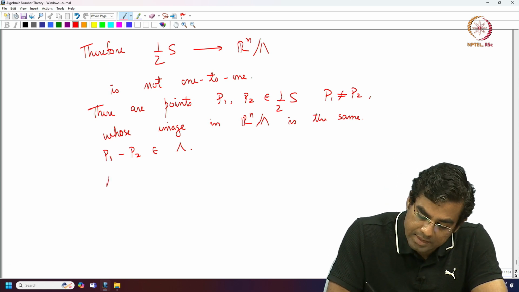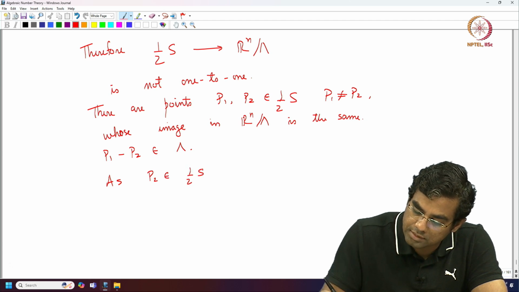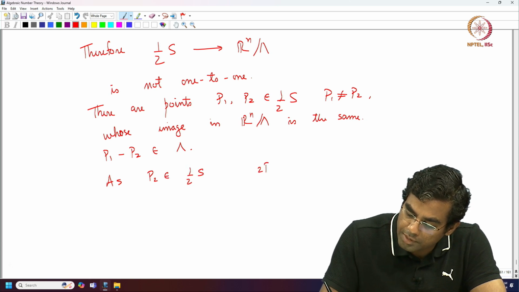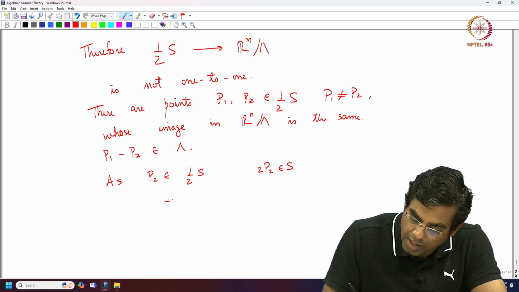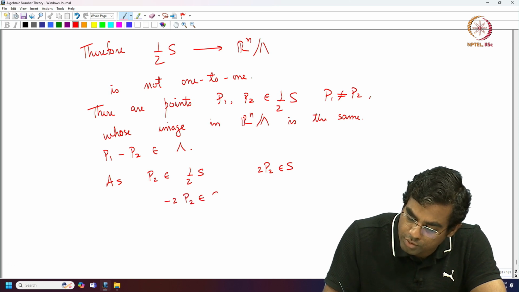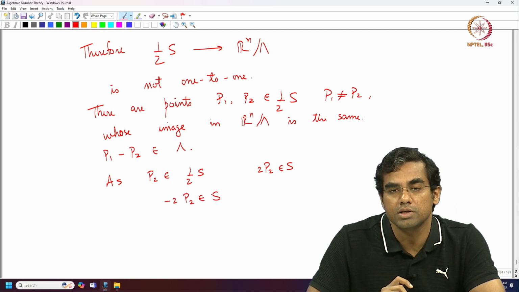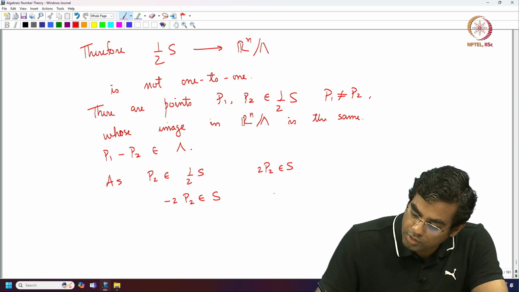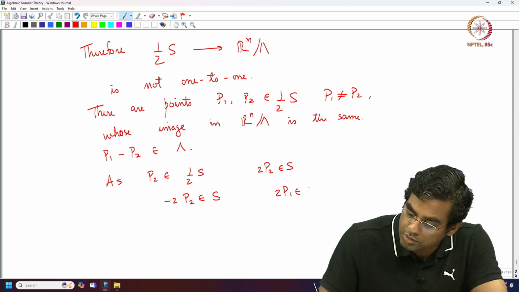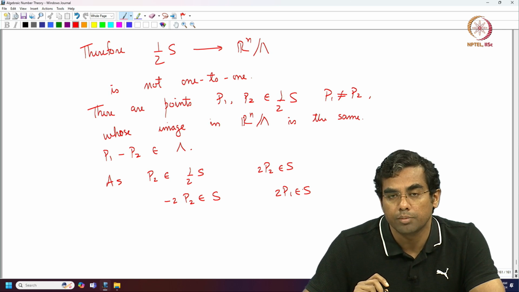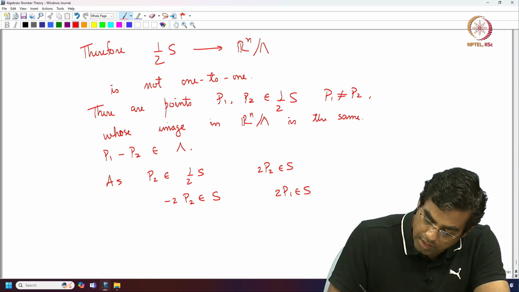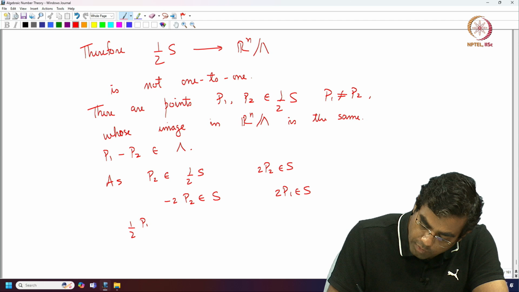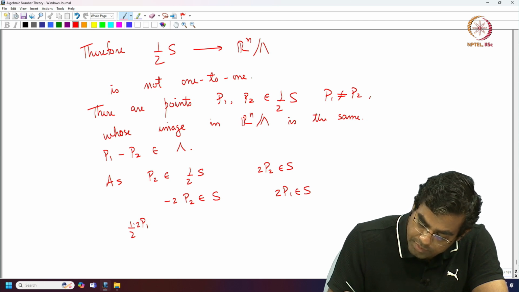Now, as P2 is in half S, 2 times P2 is in S and minus 2 times P2 is also in S. So, this is where we are using symmetry about the origin, and 2 times P1 is also in S because P1 is in half of S, and so we get half of P1, 2 times P1.